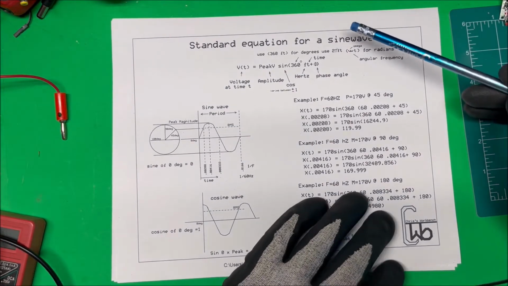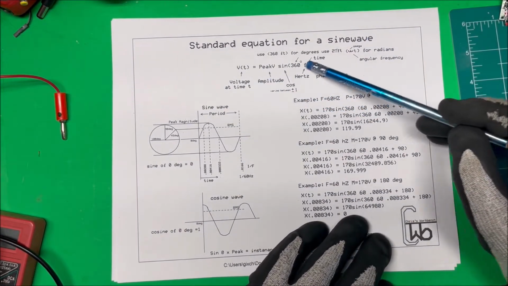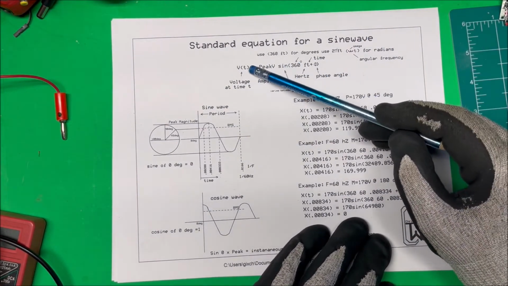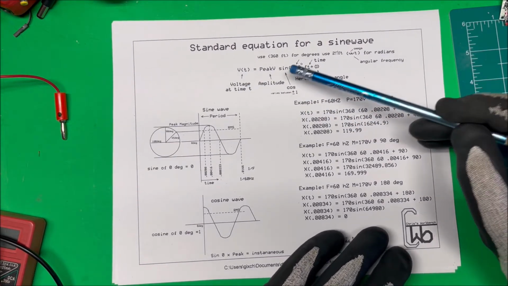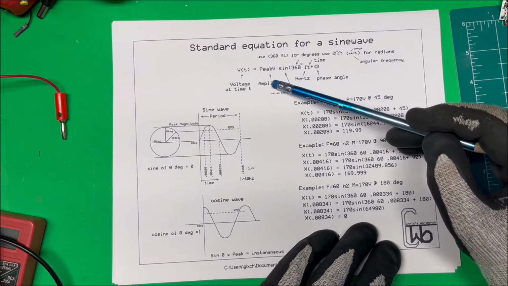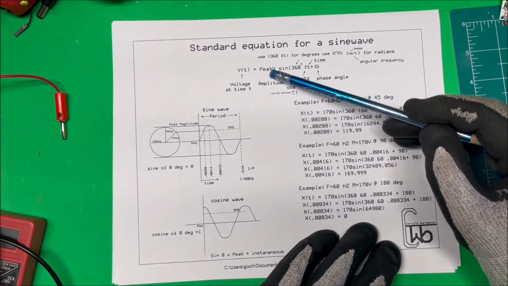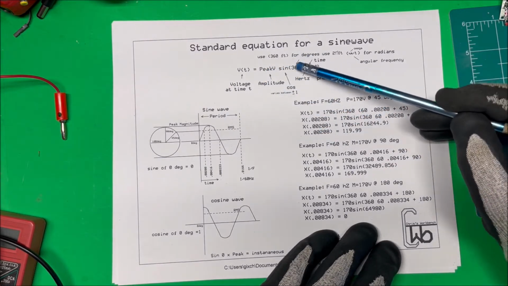Let's take a look at the standard equation for a sine wave. Now here's our equation, and this V(t) is the voltage at time t. This is our time over here, and that's going to be equal to the peak voltage, or the amplitude, the highest point on the sine wave there, times the sine of an angle.